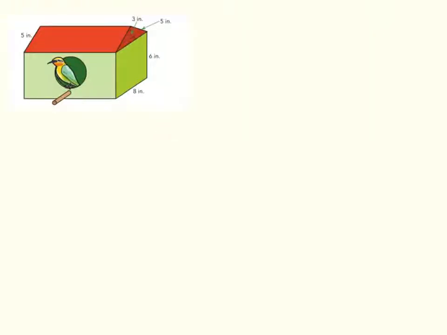Let's work another example together. Jacob is making a wooden birdhouse. The birdhouse is a prism with bases that are pentagons and has the dimensions shown in this diagram. The volume of the prism is 720 cubic inches. First, let's find the height AB of the prism.